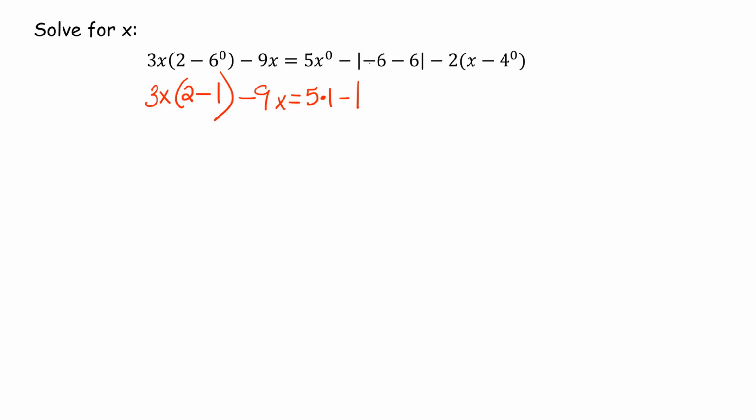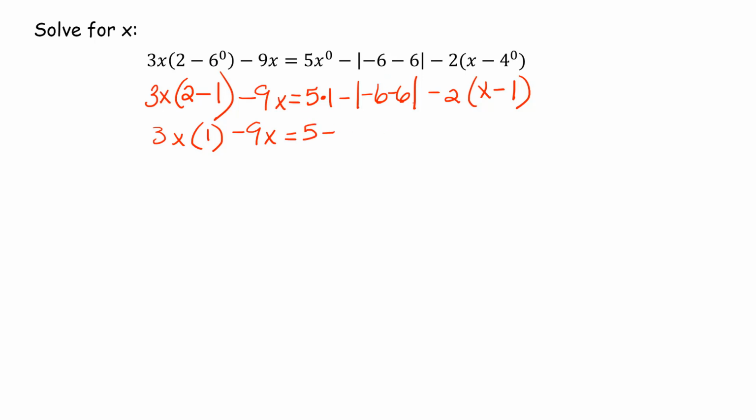Minus the absolute value of negative 6 minus 6 minus 2 times x minus 4 to the 0 is 1. All right, I've done all those ones and they're done. I'm going to go back now and do my parentheses. So 3x times, in parentheses, I have 2 minus 1. 2 minus 1 is 1. Minus 9x, and then 5 times 1 here is just 5.